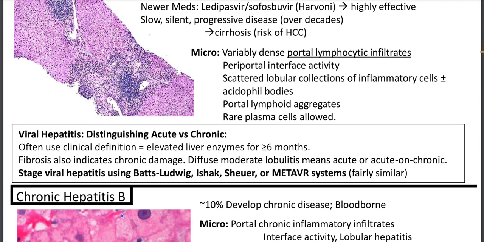Viral hepatitis, is it acute or chronic? And we often use the clinical definition, which is elevated liver enzymes greater than or equal to 6 months. If you see fibrosis, that's a sign that there is chronic damage. If you see diffuse moderate lobulitis, it can mean acute or acute on chronic. And you want to stage viral hepatitis using the Batts-Ludwig, Ishak, Scheuer, or METAVIR systems.